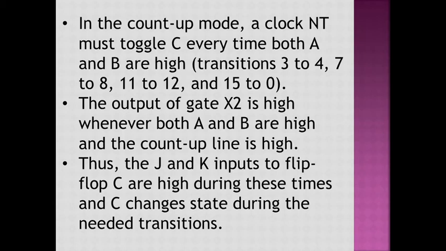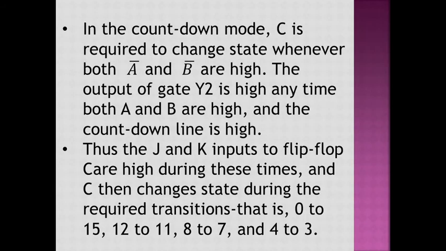In the count up mode, a clock negative transition must toggle the flip-flop C every time both A and B are high. Transition from 3 to 4, 7 to 8, 11 to 12, and 15 to 0. The output of gate X2 is going to be high whenever both A and B are high, and the count up line is high. Thus, the J and K input to the flip-flop C are high during these times, and C changes the state during this necessary transition.